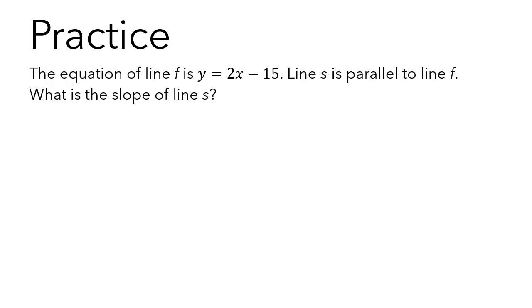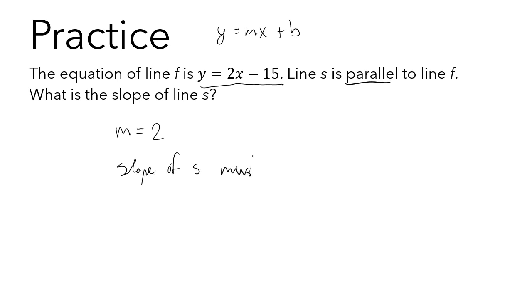Let's try this one. The equation of line F is y equals 2x minus 15. Remember the equation of a line: y equals mx plus b, where m is your slope and b is your y-intercept. We're told line S is parallel to line F. What is the slope of line S? Well, first let's find the slope of line F. Because the number 2 is in front of the x, we know 2 must be your slope. And since S is parallel to F, the slope of S must also be 2.